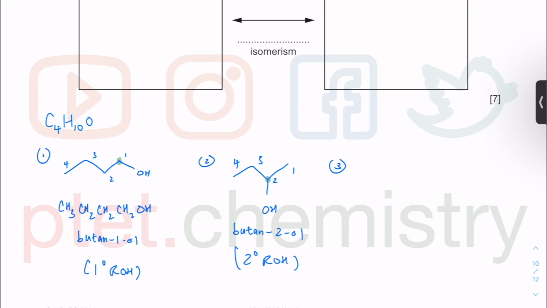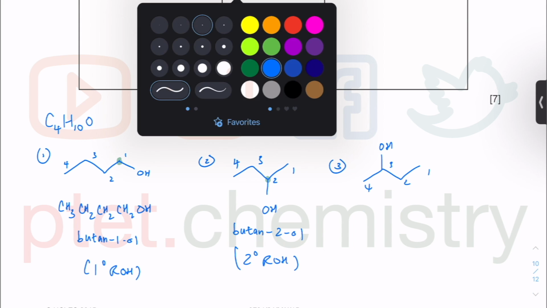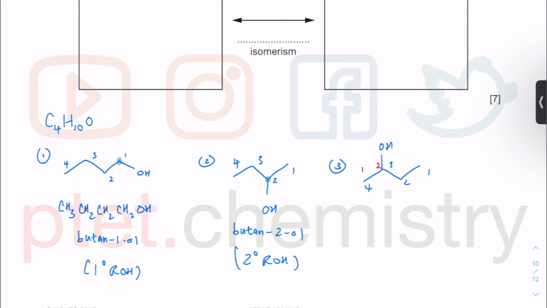Now the next one which I can have, you might be thinking about numbering 1, 2, 3, 4 from the other end, but you must also consider the lowest number for the important carbon, which in this case is the carbon with the OH. 2 is smaller than 3, and when you go that way, that is still butan-2-ol, so that is the same as that, and we don't consider it.